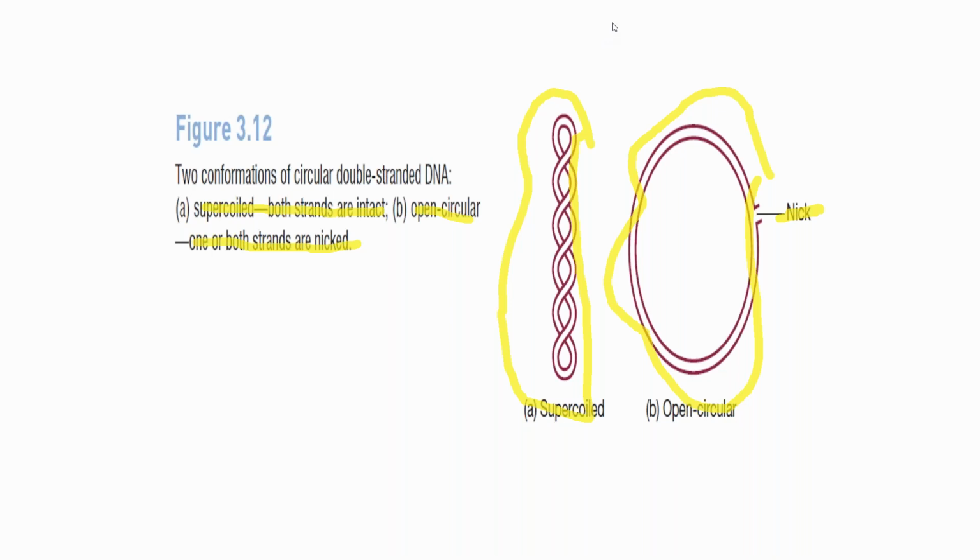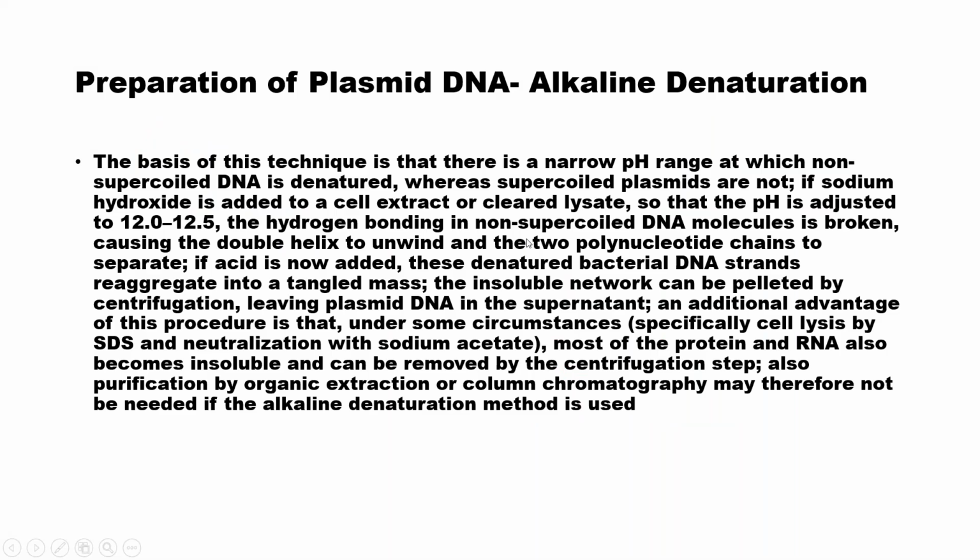Clear? So based on the conformation, we can go for the application of two methods for the separation of plasmid DNA. Fine? So we'll complete this topic. One method we will complete today, and the next method we will continue in the next class. The first method, based on the conformation of plasmid DNA: we are using two methods for the isolation and preparation of plasmid DNA. The first method is called alkaline denaturation.